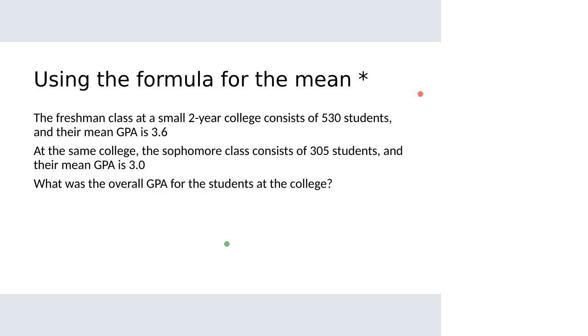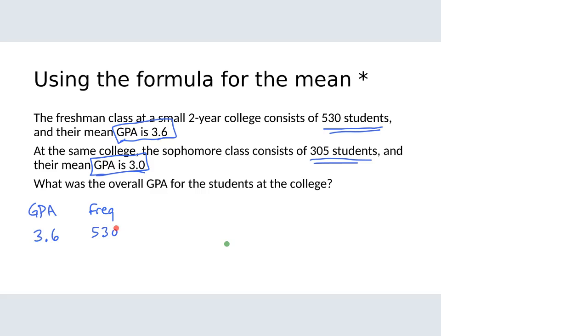So what we'll do here is we'll go through and see, all right, there's 530 students that had this GPA, and there's 305 students that had this GPA. So I have this data point that occurs a whole bunch of times, and I have this data point that occurs a whole bunch of times. That sets up nicely for a frequency table where my data points are these GPAs, and the frequency is how many people have that. The freshman class had a 3.6, and there were 530 students involved.